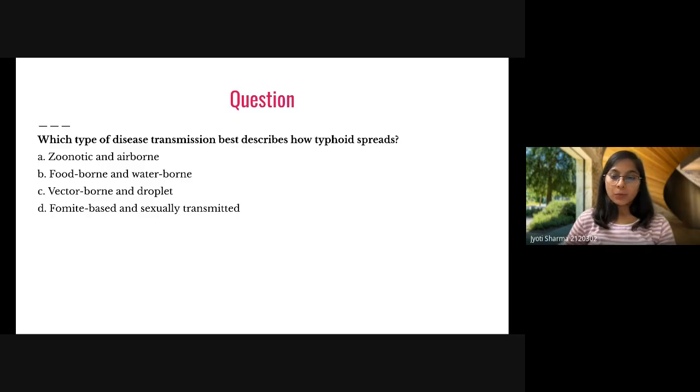So, how is typhoid spread? We already talked about this: typhoid is due to contaminated food and water. Typhoid is mainly a food-borne or water-borne disease. So that's why B is the right answer.